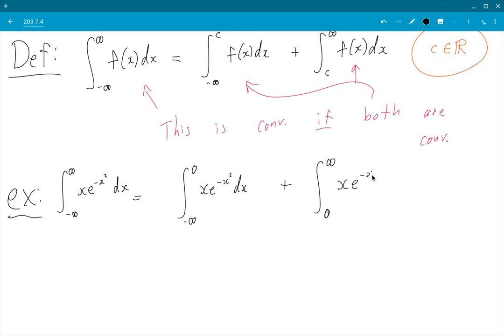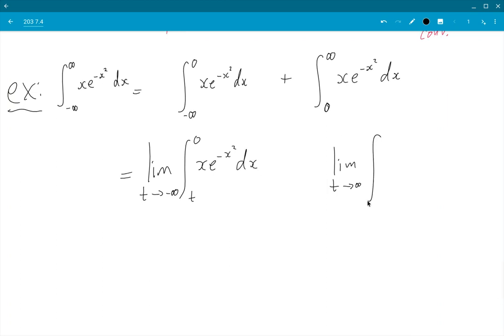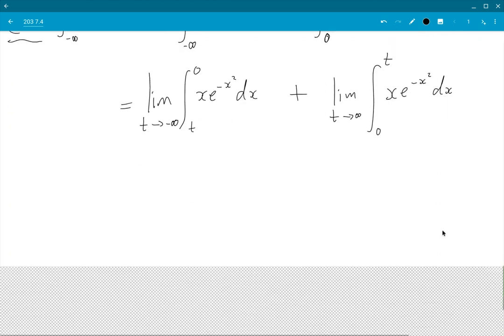So the first thing I do is use the definition to break. And then we have limits. First one is t going to minus infinity, and the second one is, we'll just use t again, plus infinity. So I put my t there, 0, x e to the minus x squared dx. And over here, the t goes up top. Et voila, plus in between, Bob's your uncle.